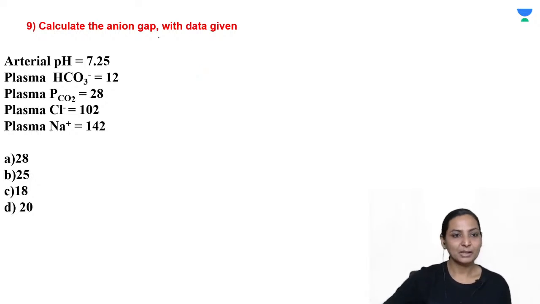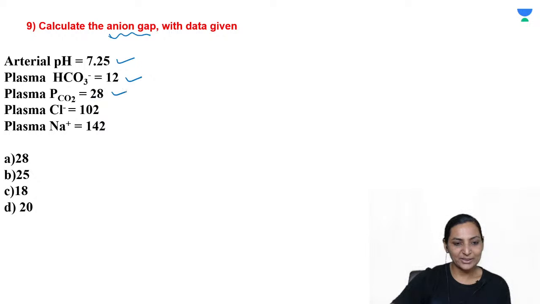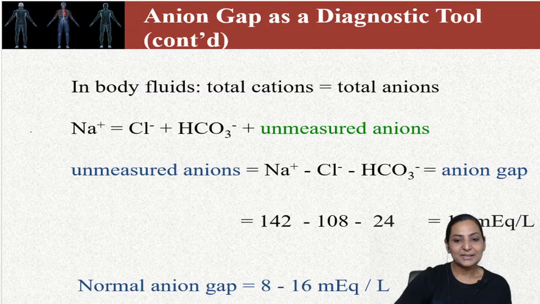Next one. Calculate the anion gap with the data that is given to us. What is the data given? pH 7.25, bicarbonate 12, partial pressure of carbon dioxide 28, plasma chloride 102, and plasma sodium is 142. So what is going to be the correct answer? It is A, that is 28, because I know that I can calculate this anion gap as sodium minus chloride minus bicarbonate.